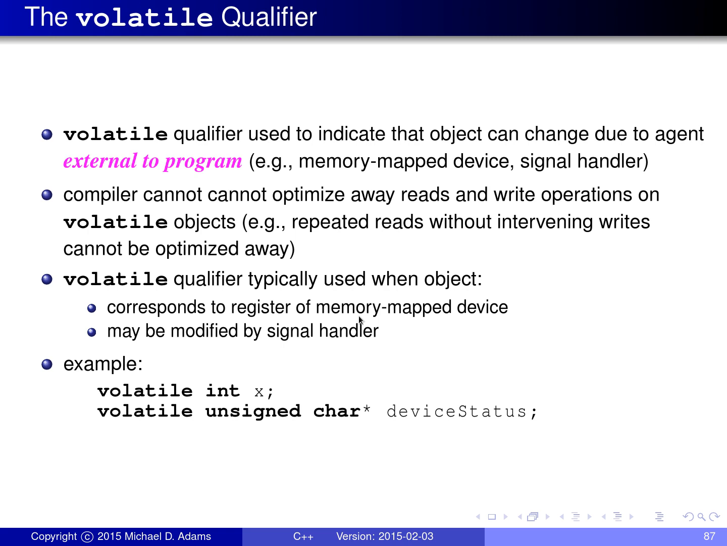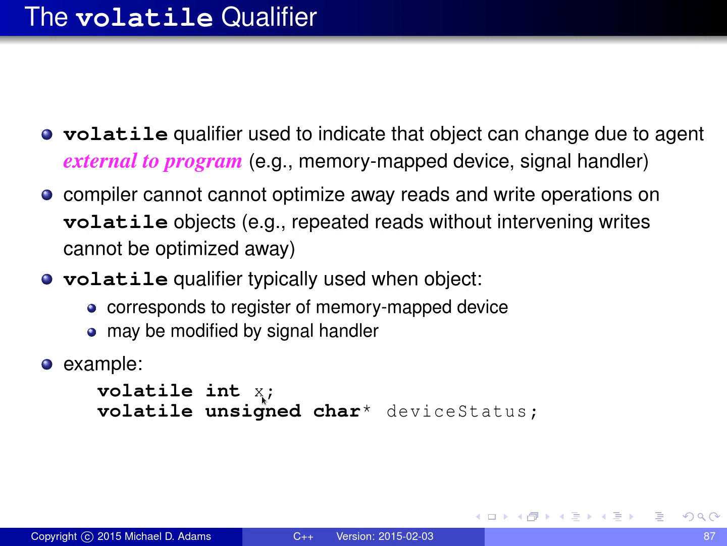Another example where the volatile qualifier is often used is for variables that are changed in signal handlers. And I won't get into signal handlers here, but for those of you who might happen to be familiar with signal handlers, this is another typical use of the volatile qualifier. And then to finish off the slide, I have a couple of examples.